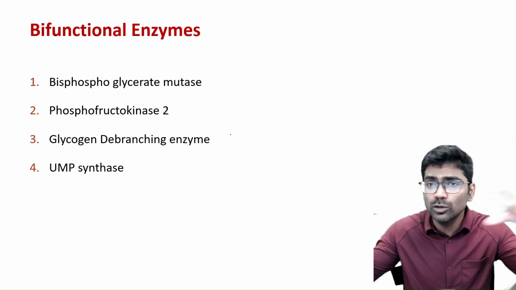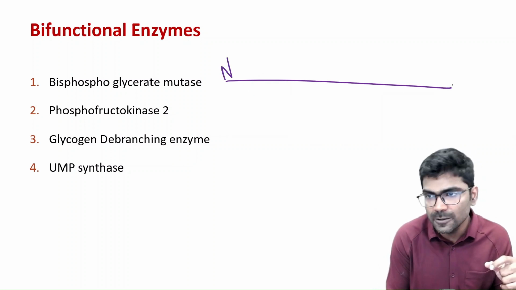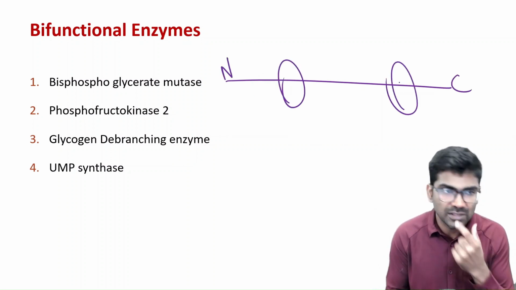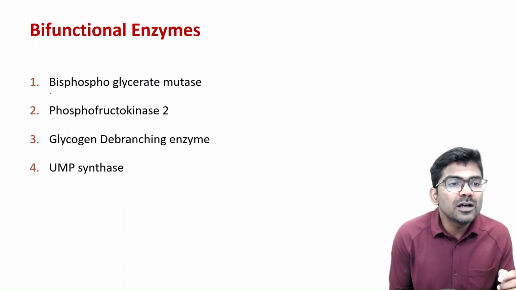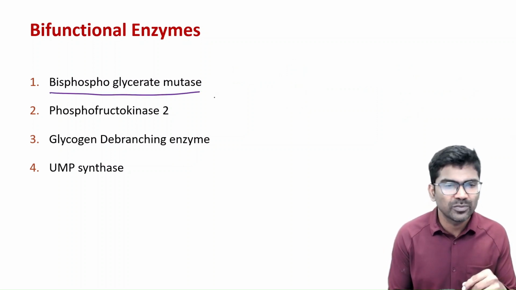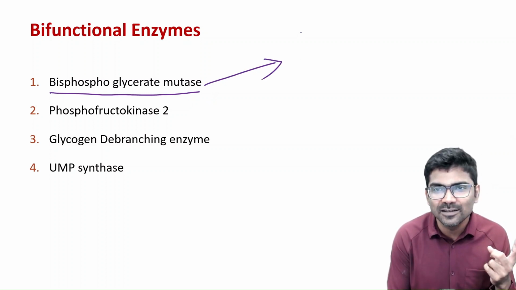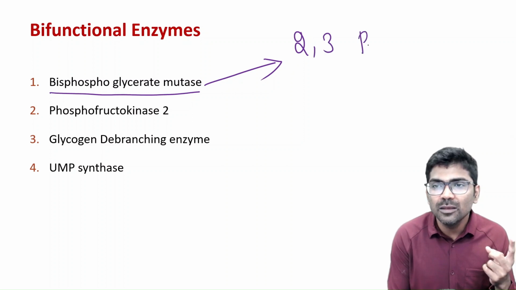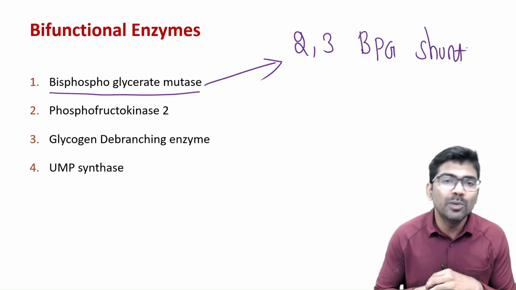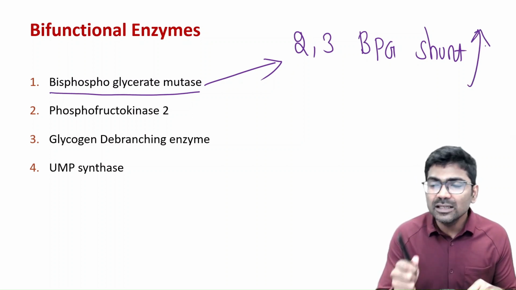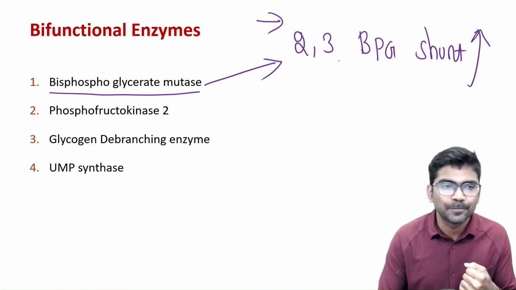Remember, these are not two different proteins. This is a single protein. In the same protein, there are two active sites. Let me give you examples. Bisphosphoglycerate mutase. Where have we studied this enzyme? In a different video, we have already learned this. 2,3-BPG shunt. You remember? Rappaport-Luebering shunt. Click this link. You can watch Rappaport-Luebering shunt.